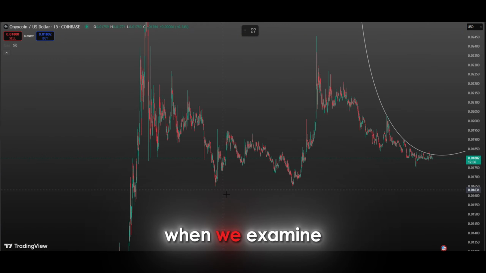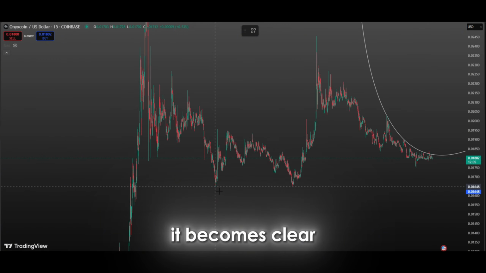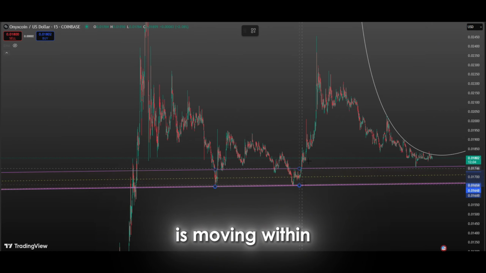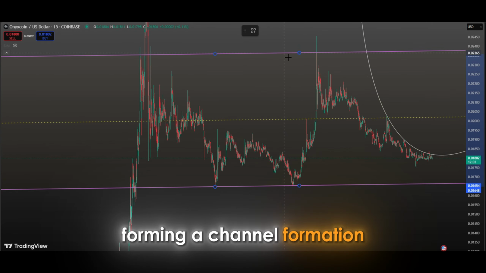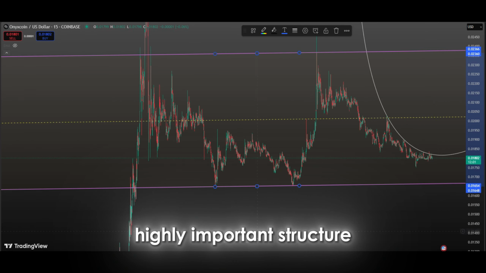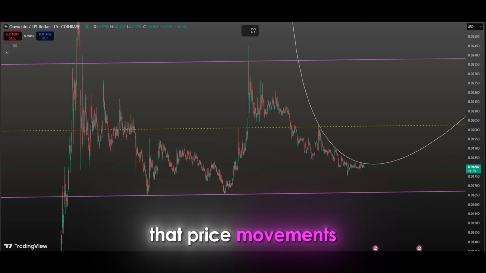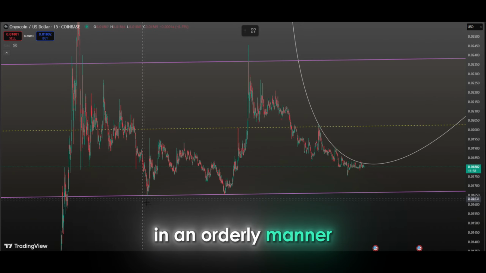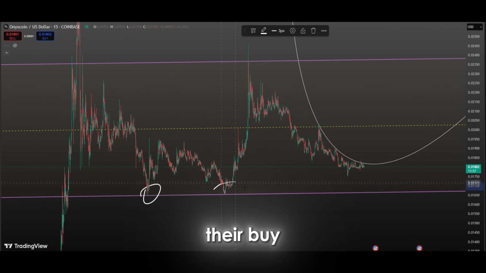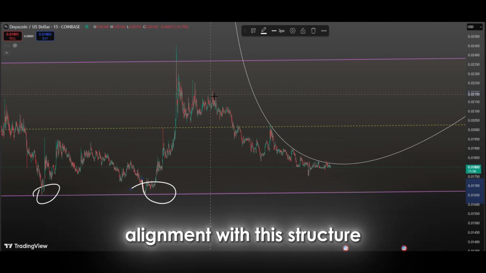Stay tuned. When we examine the chart in detail, it becomes clear that the price is moving within certain boundaries, forming a channel formation, which is a highly important structure in technical analysis. This channel indicates that price movements are oscillating in an orderly manner and that market participants are making their buy-sell decisions in alignment with this structure.